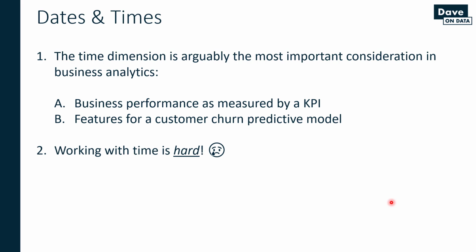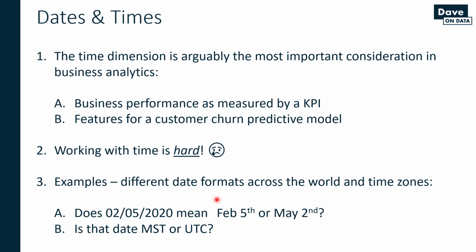Now here's the problem. Working with dates and times is hard. And let me just give you a couple of examples. Different date formats across the world give you problematic types of things. So for example, does this string literal of 02/05/2020 mean February 5th, which it does if you're in the United States, or does it mean May 2nd? Like for example, if you live in Great Britain, in England, in the UK, this is not the same thing as it is in the United States by default.